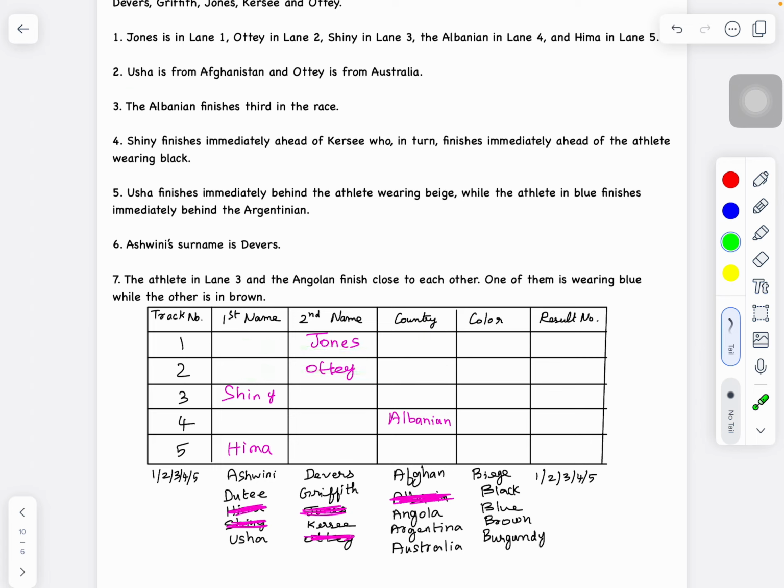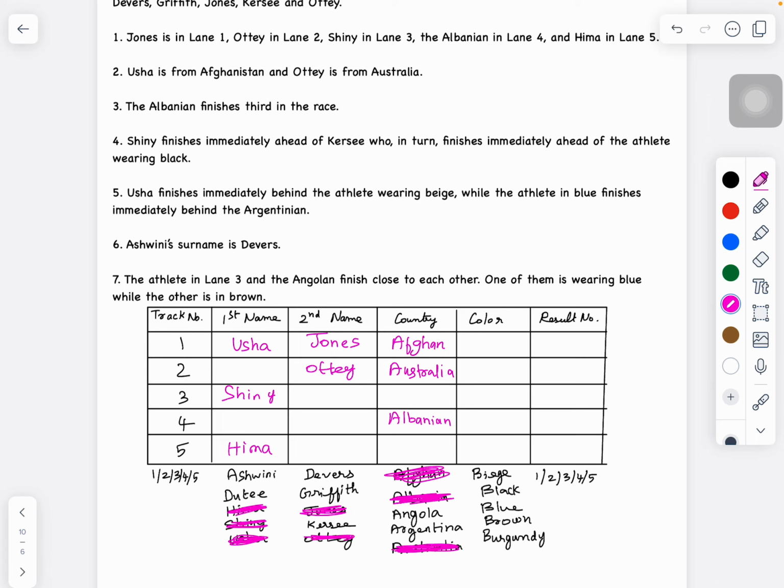Otte is from Australia. So let's go and fill that. So Otte's country we know is Australia. So now that we know this particular information, it is clearly fixed that Usha from Afghanistan cannot come in the second row. So the only place Usha from Afghanistan can come is Usha here and Afghanistan here. So Afghanistan is done and Usha is done. So among the people, only 2 first names are left: Ashwini and Duti. Second name, we have 3 names to be filled. Country, we have Angola and Argentina to be filled, and colors and results we have not yet proceeded.